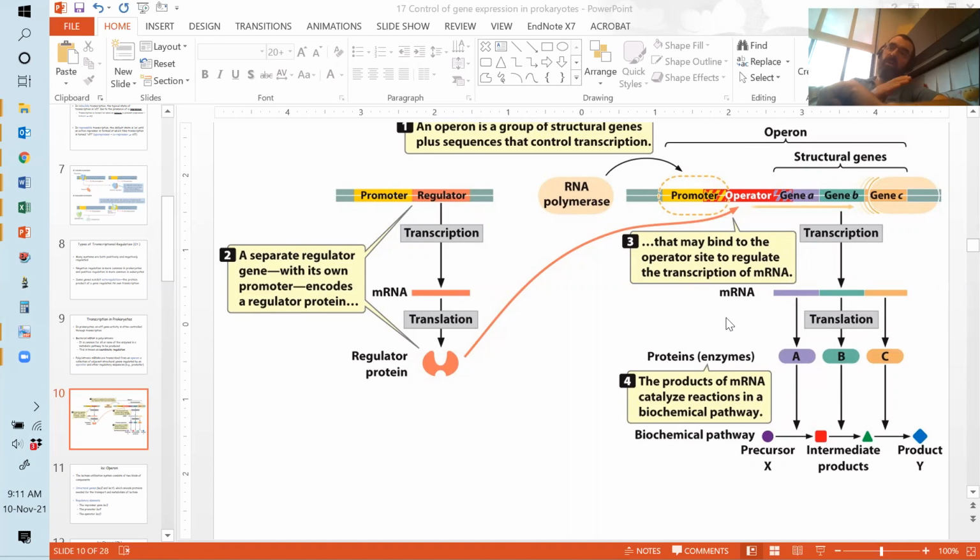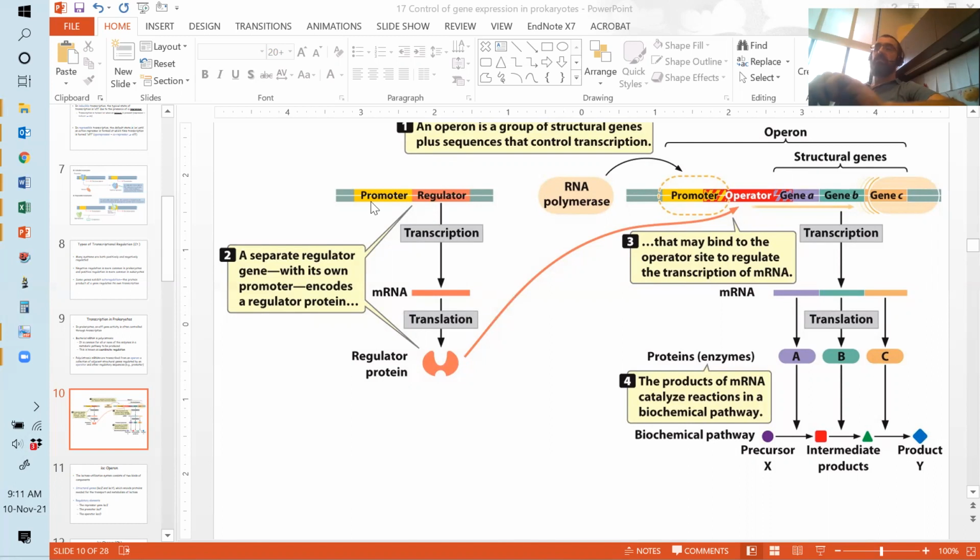Now, the second part is a regulatory part, right? So the operon is transcribed when it's allowed to be transcribed, right? It's not necessarily transcribed all the time. It very much depends on what kind of operon it is, right? What process those proteins are involved in. The second part is the regulatory part, right?